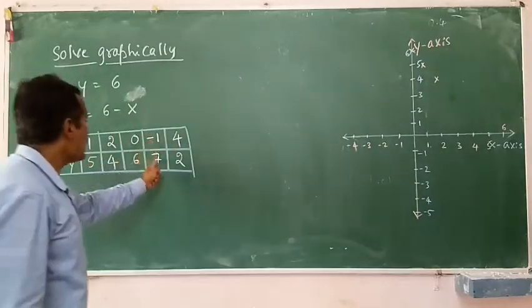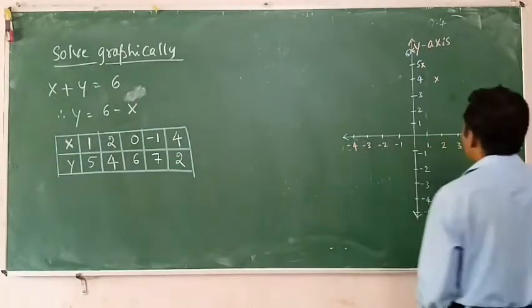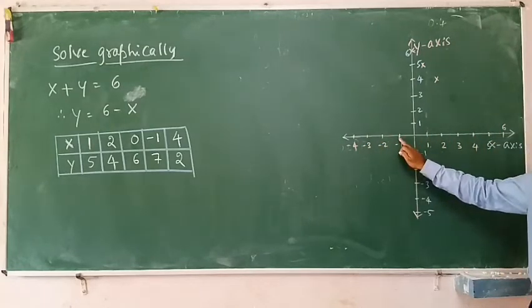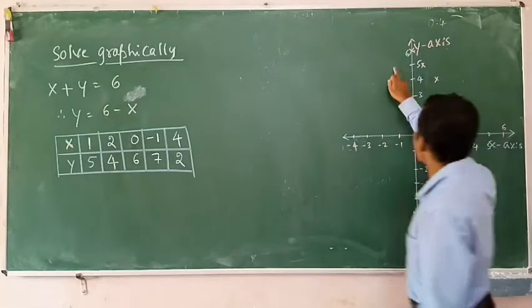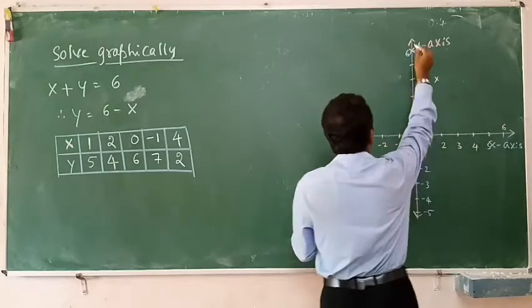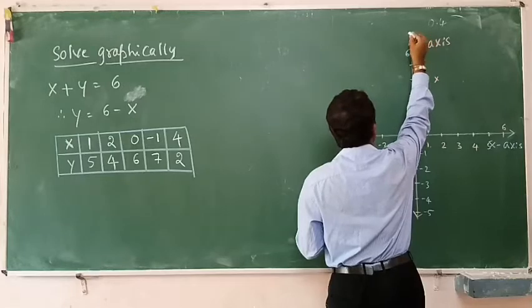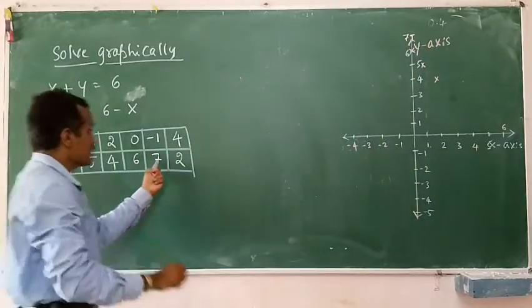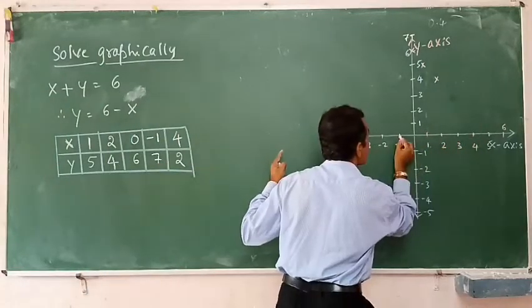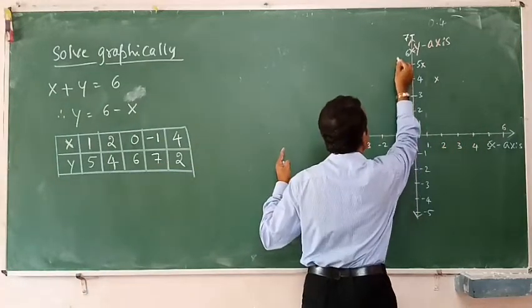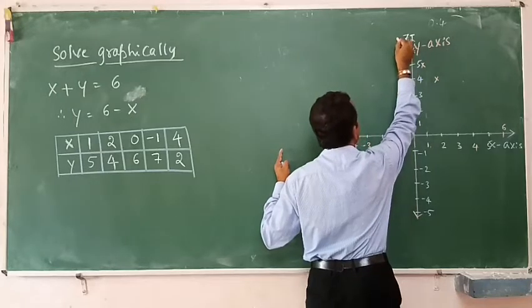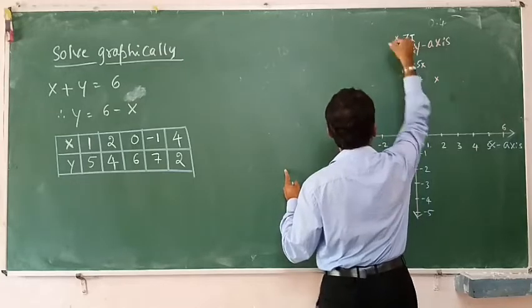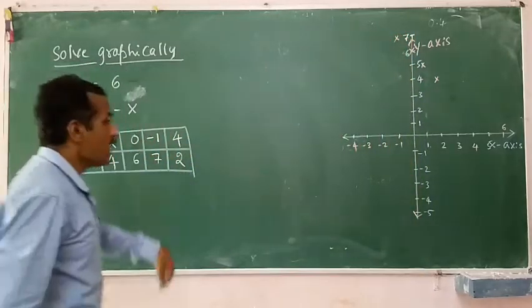I can say minus 1, 7. X-axis minus 1 is here. Y-axis 7. 7 is again going up. I will mark here. This is 7. Okay. X is equal to minus 1, y is equal to 7. This is somewhere here. At last, 4 and 2.